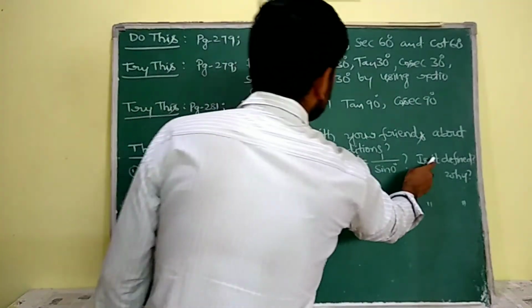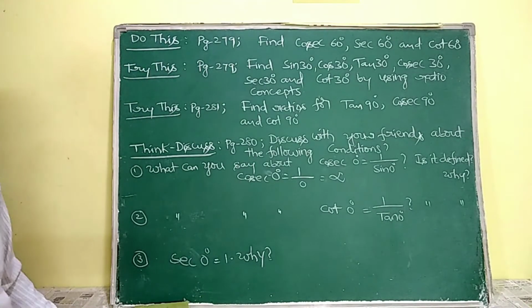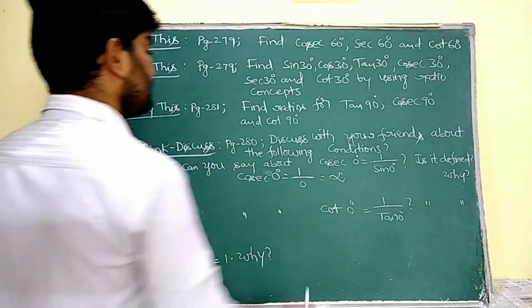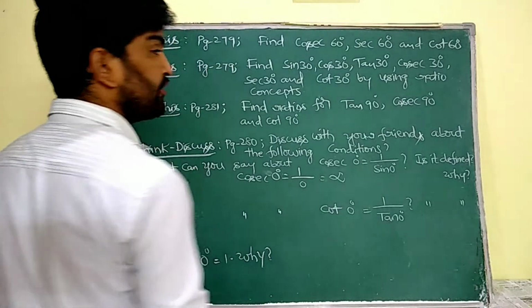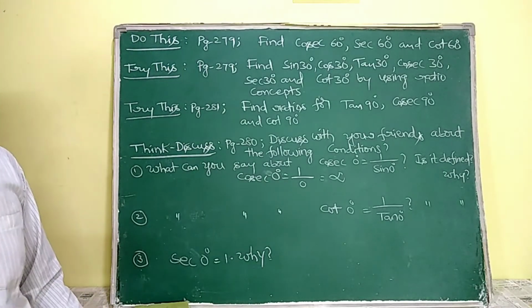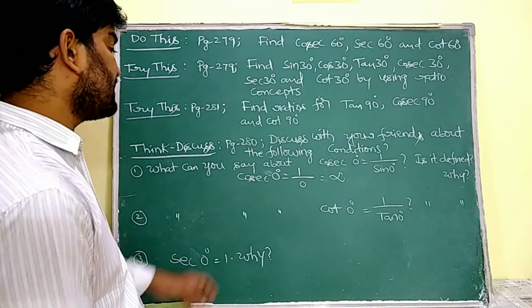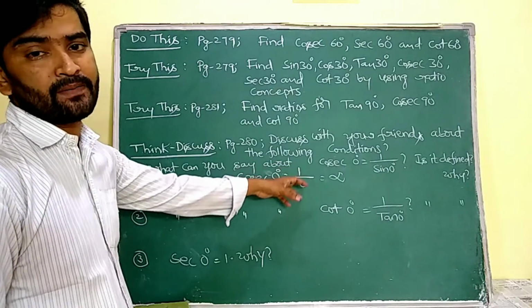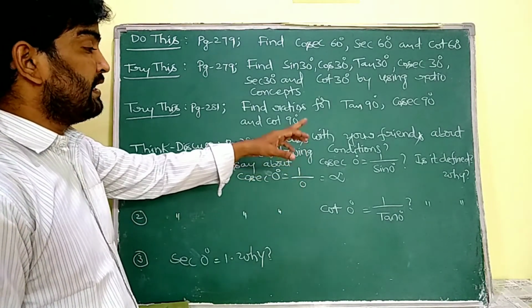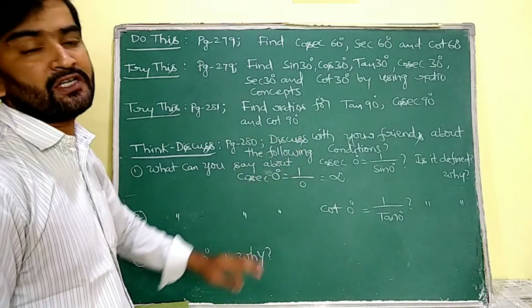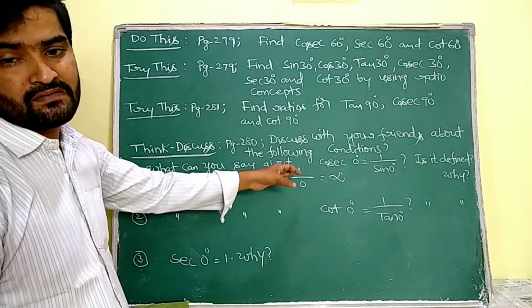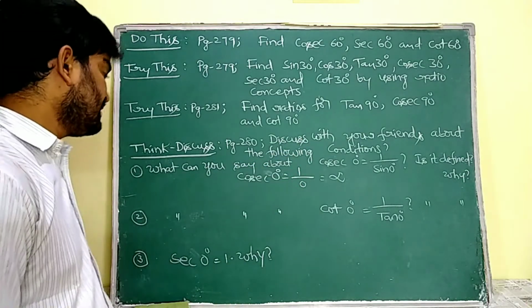That is why here he asked, is it defined? No, because the sin 0 is 0. The denominator must not be 0 in any fraction. That's why cosecant 0 is equal to 1 by 0. Is it defined means it is not defined, because the denominator value here is 0.